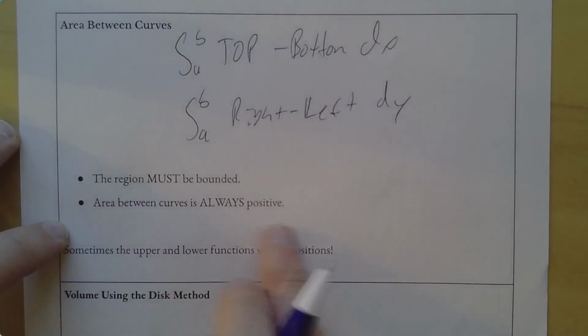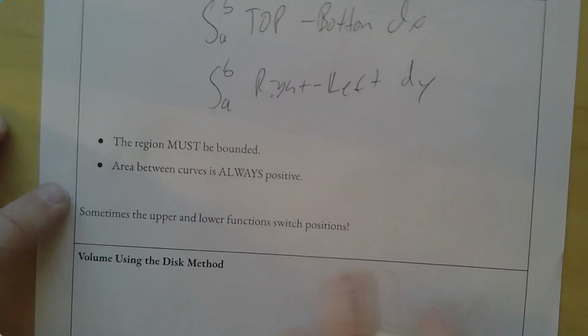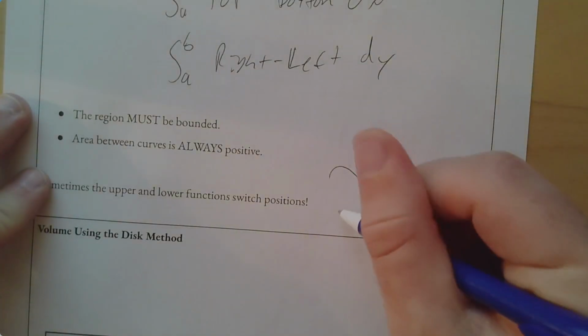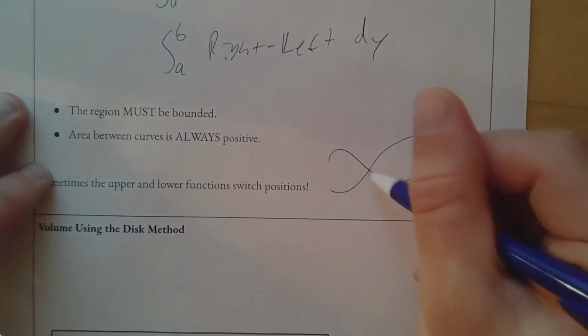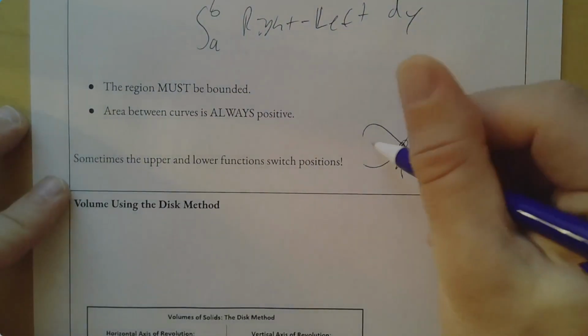No reason to add a pi in there, no reason to square it. It must be bounded, and it must always be positive. Sometimes they switch positions, so just be aware of that. What that means is they can cross, and so you have to find the intersection point where they cross. So you might have to write two integrals to get that region.